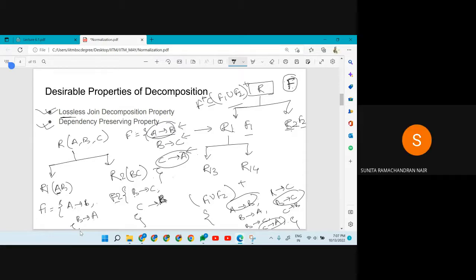So when you say F plus, the closure of F, does it mean all the functional dependencies that are there in F? Yes, it should mean cover. And does it include A to B, B to C, C to A, which means A to C is also there? Does it include that too? No. We check whether we got the original functional dependencies or not. That is called dependency preserving.